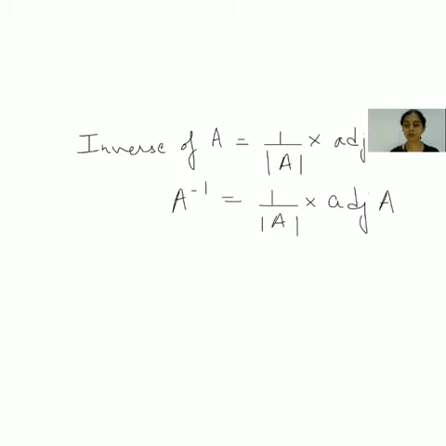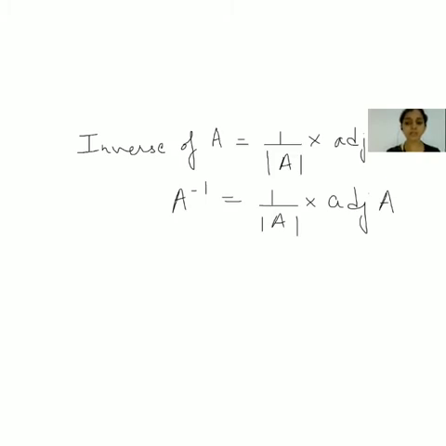Here you have to remember that the determinant of A has to be non-zero. If it is equal to 0, then what will happen to this formula? You will have 1 upon 0, which is infinity, and it cannot be multiplied by the adjoint of A. So you cannot find A inverse then. That means A inverse does not exist. That is why, remember, a non-singular matrix is important. Only then does the inverse exist. This is your adjoint method.